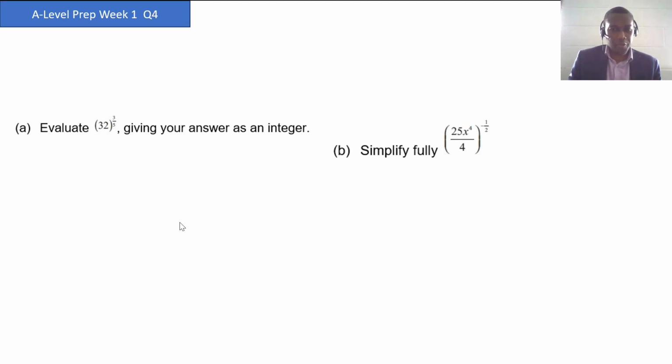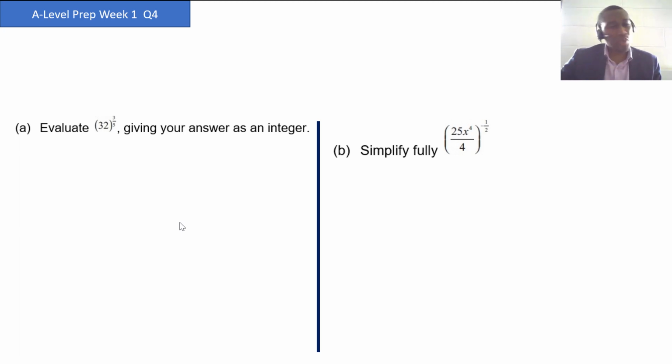Number four. 2 questions. I did it prettier than this. I don't know why they're not evenly spaced, but I've got the line down the middle. The first one, 32 to the power 3/5. This is like that first one, part A. That's straight out of a GCSE book.